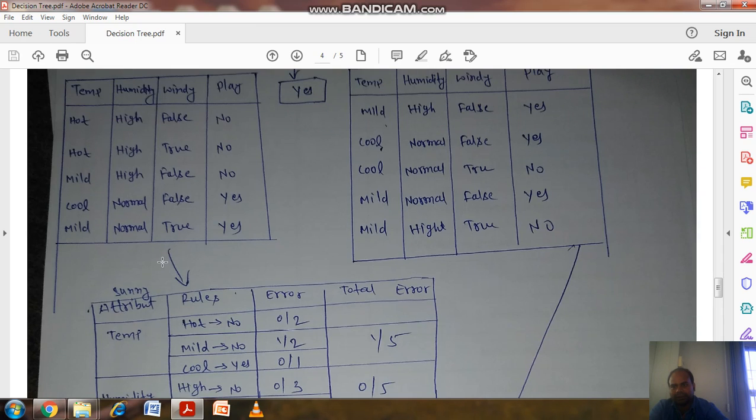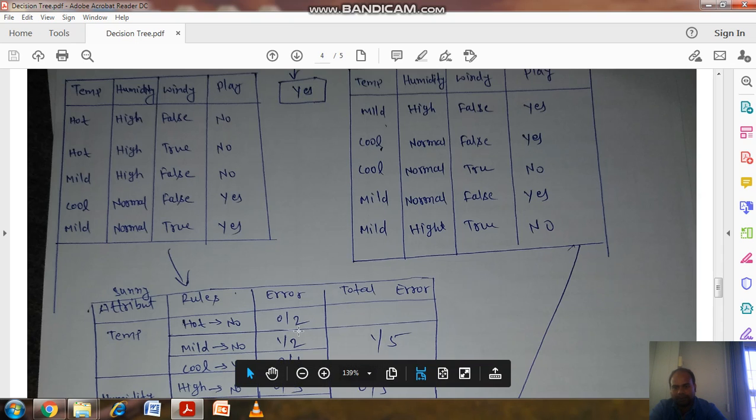So similarly, let us make for hot, how many cases are there? 2 cases are there, and corresponding to both, no game has been played. So we will make a rule: hot, no. So 0 error will be there, because only 2 cases and both are no, which are supporting the rule. So 0 by 2. Then corresponding to mild, there are 2 cases. One case is no, one case is yes. So you can make either as a rule, mild no or mild yes.